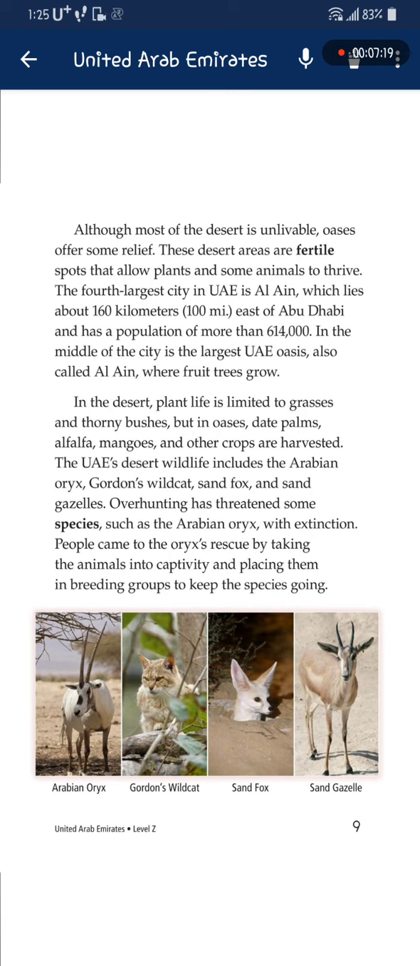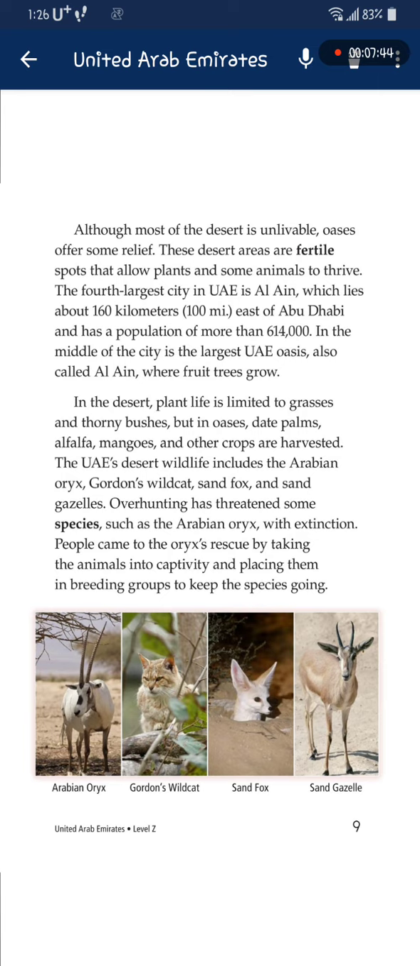In the desert, plant life is limited to grasses and thorny bushes, but in oases, date palms, alfalfa, mangoes, and other crops also are harvested. The UAE's desert wildlife includes the Arabian oryx, Gordon's wildcat, sand fox, and sand gazelles.